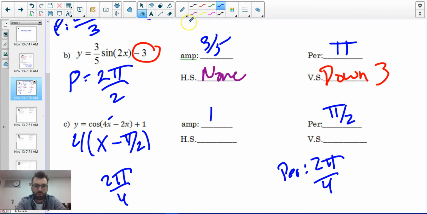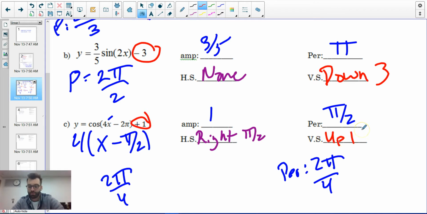Horizontal shift is my C value. My C value is minus pi over 2, so when I subtract, I move to the right, pi over 2. And my D value means up 1. Weird, wild stuff.